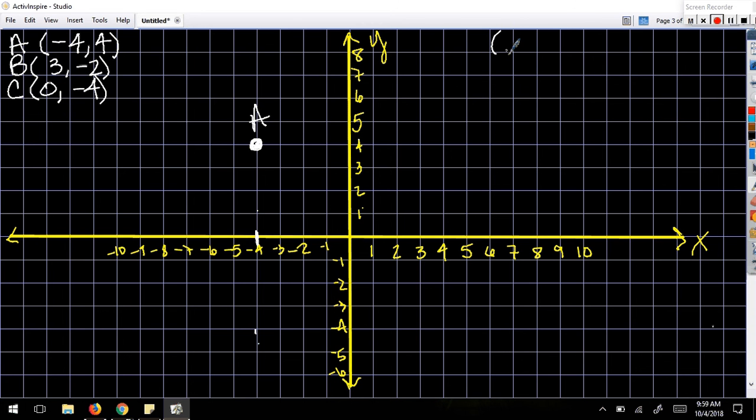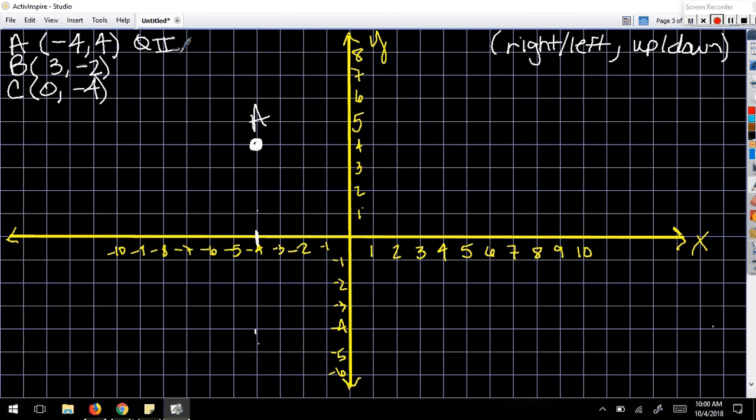Remember, and I'm gonna put here also, we do right, left, and then we do up, down. All right. What quadrant is point A in? A is in quadrant 2. Remember, we go 1, 2, 3. Shh. Quadrant 2. B is in quadrant 4.